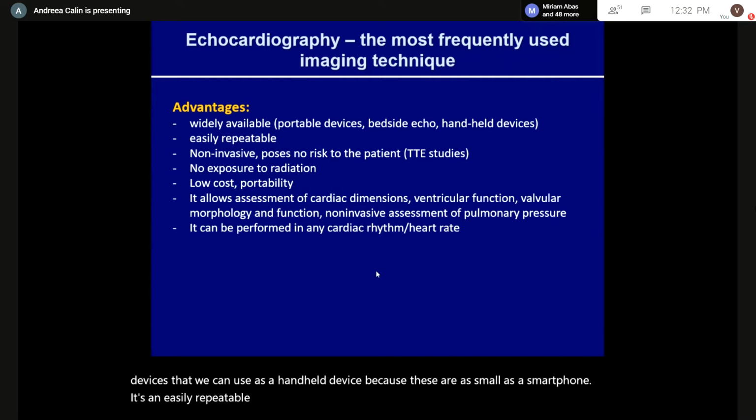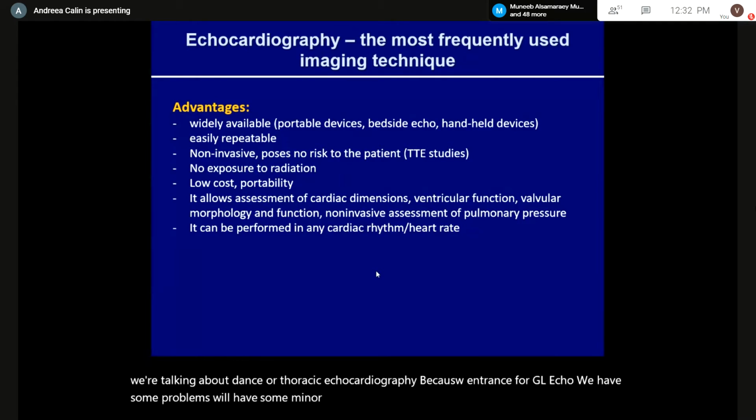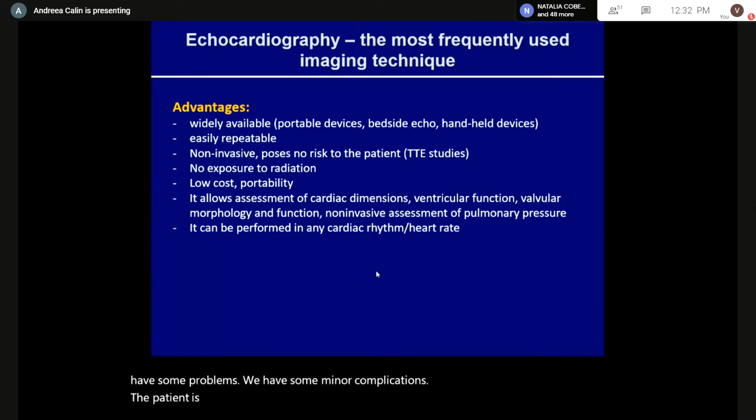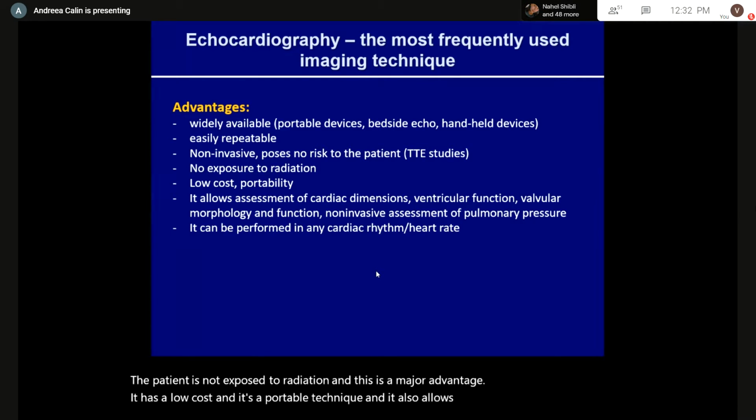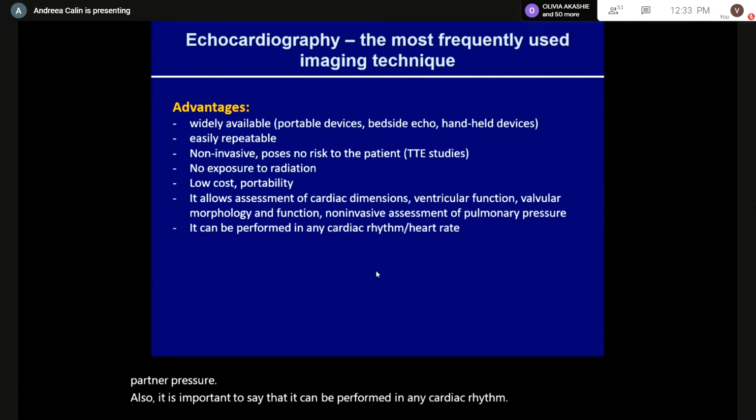It's an easily repeatable exam. It's a non-invasive one. It poses no risks to the patient, especially if we are talking about thoracic echocardiography, because in transesophageal echo, we have some minor complications. The patient is not exposed to radiation, and this is a major advantage. It has a low cost, and it's a portable technique. And it also allows the assessment of cardiac dimensions, ventricular function, valvular function, valvular morphology, and a non-invasive assessment of pulmonary pressure.